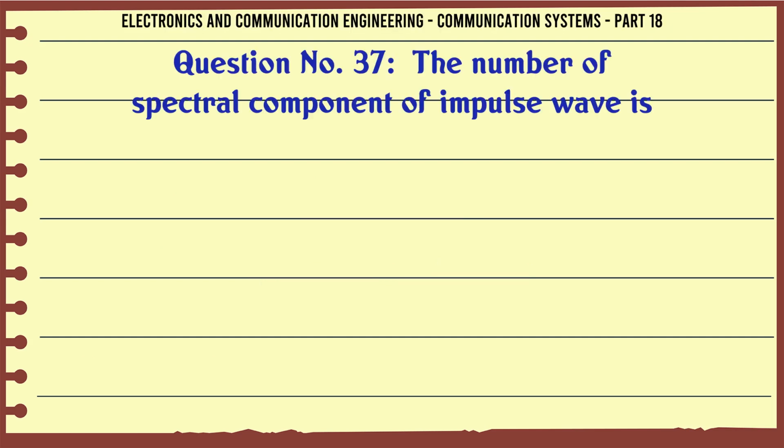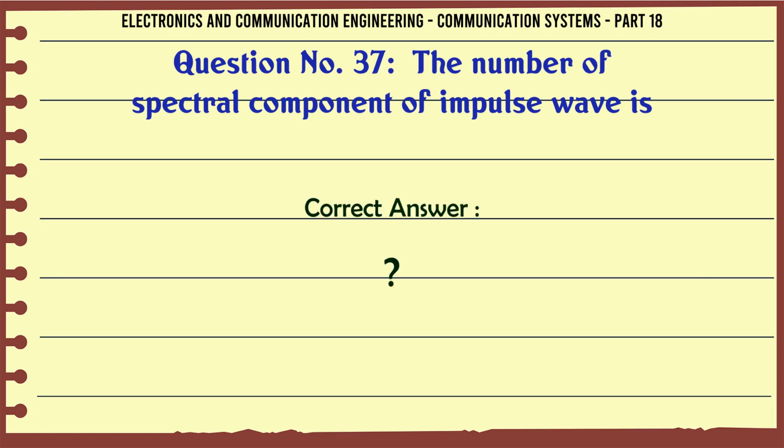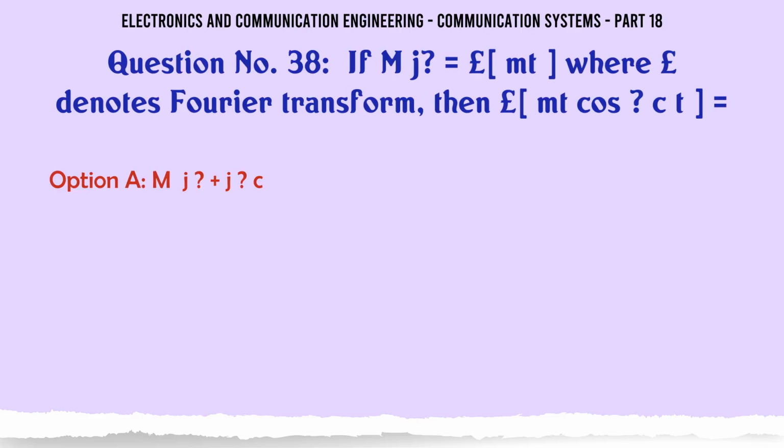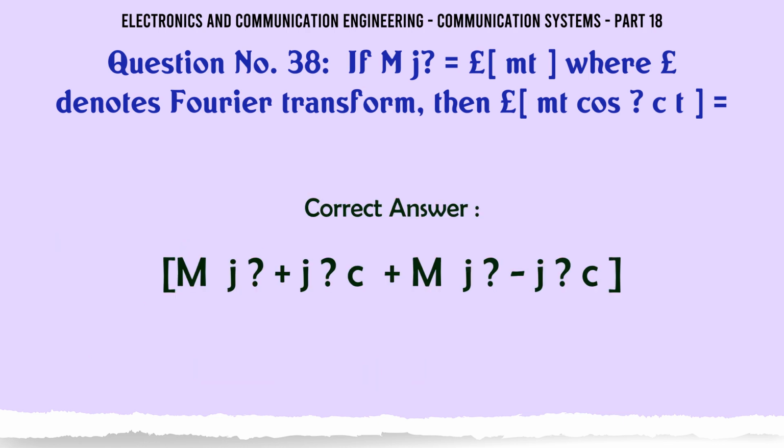The number of spectral components of an impulse wave is A. 1, B. 0, C. 2, D. infinite. If m(t) has Fourier transform M(jω), then the Fourier transform of m(t) cos ωct is one of the following options A to D. The correct answer is the last option.